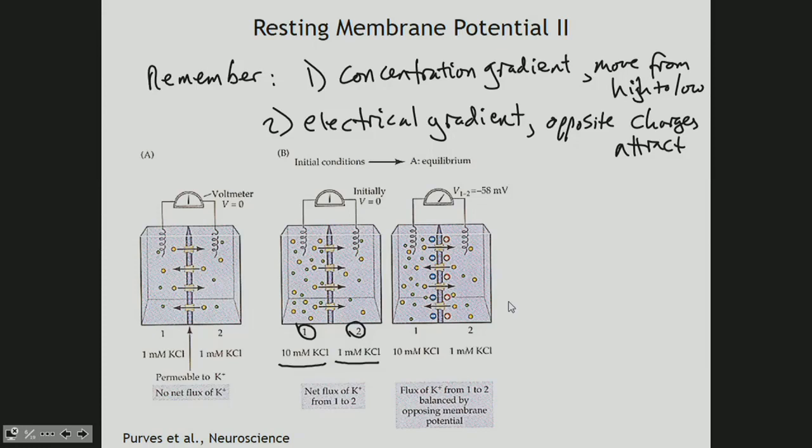Exactly. It's because it's selectively permeable. And so you end up with a situation where it's not going to be like the case of having the same concentration on both sides. You're going to have a higher concentration on one side than the other, and a membrane potential that develops.